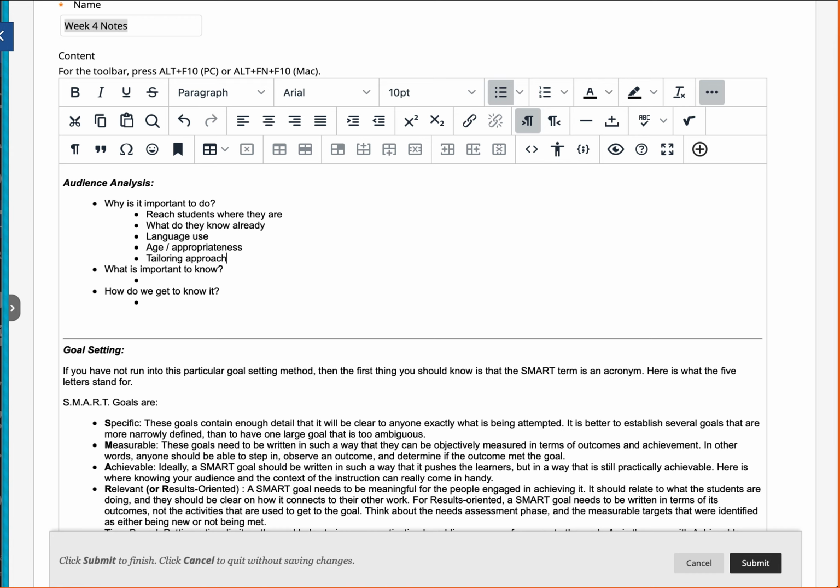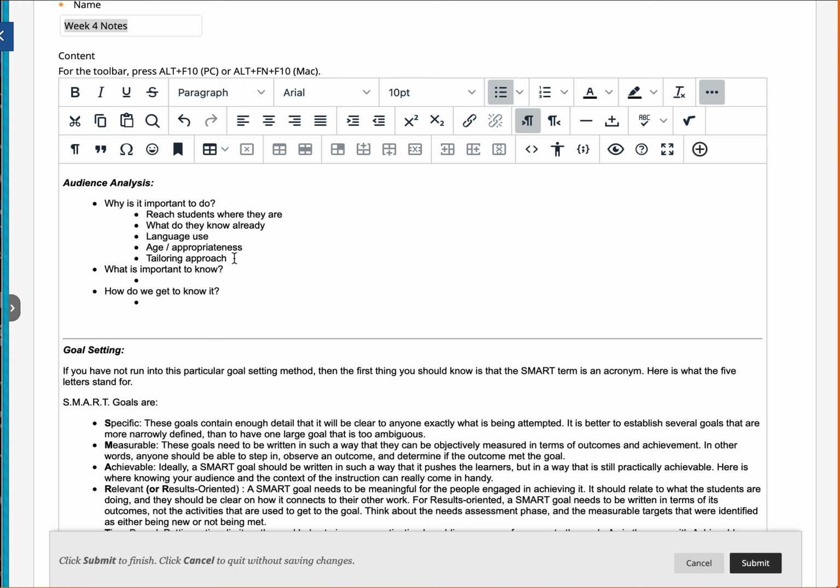Obviously, if you're going to be designing instruction for second graders, the vocabulary that you're going to use, the way that you frame certain information is going to be very different than if you're designing that instruction for high school students or for college students or for adults. So that idea of language has multiple elements to it.